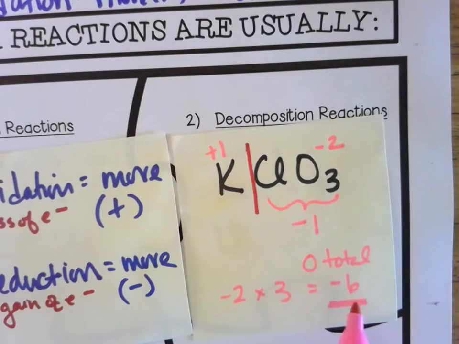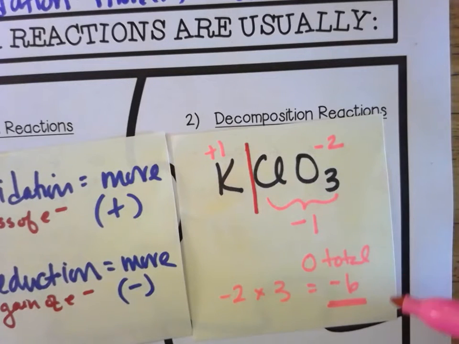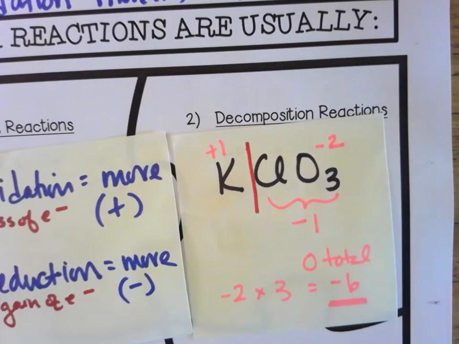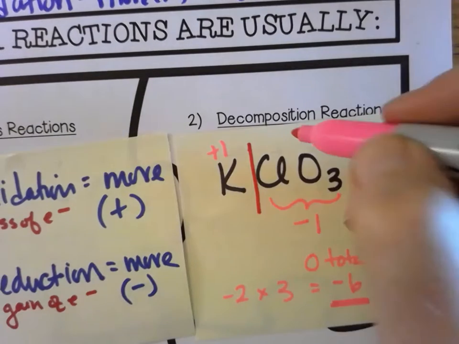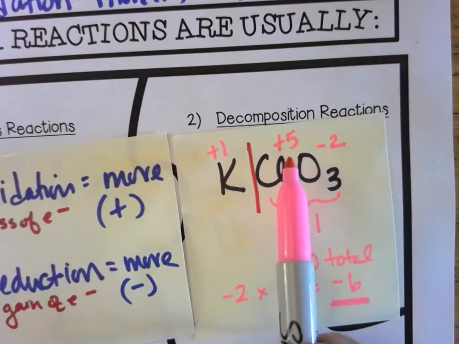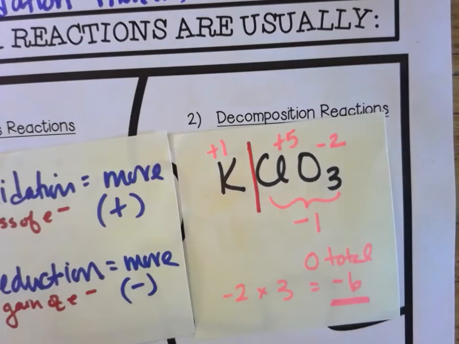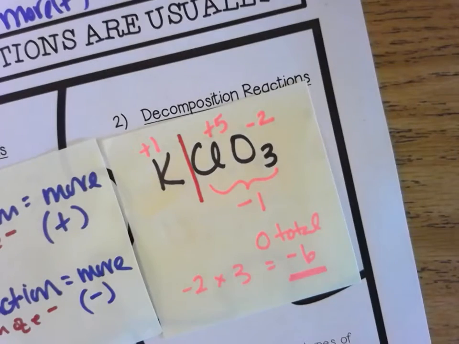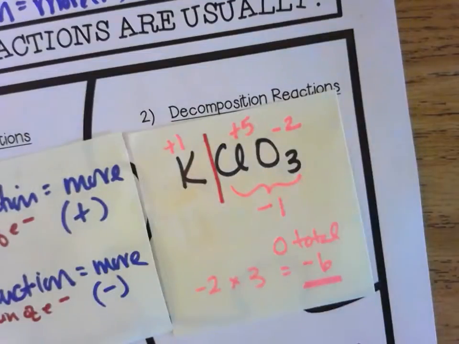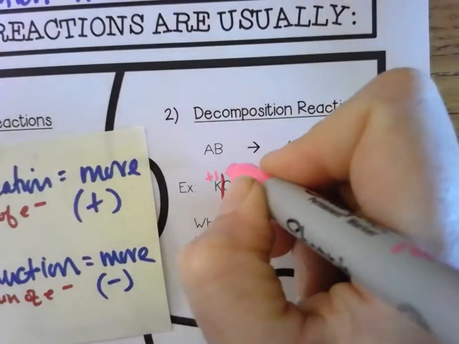That means that the chlorine has to be a number so that it's added to the -6 to get -1. And that number is going to be +5. Right? Because +5 plus a -6 equals -1. Each oxygen has a -2 oxidation number. These are the numbers I want to pay attention to. I'm going to copy them here. So +5 and -2.